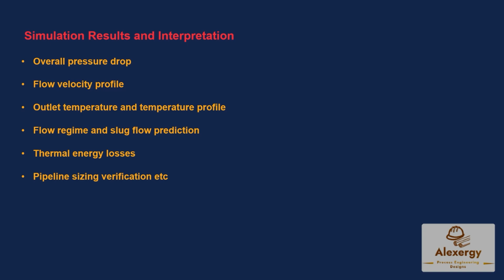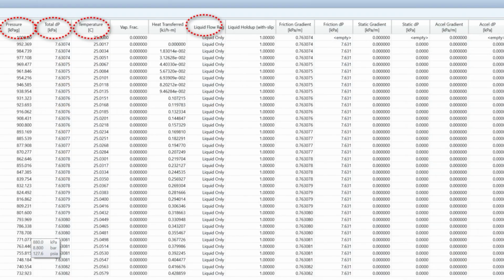We will look at the total pressure drop across the pipe, the velocity profile to make sure that it is still within the design limits, the outlet temperature and how it changes along the pipe, the type of flow in the pipe and whether there's a risk of slug flow, and energy losses in the system. And finally, we'll check if the selected 50 nominal bore pipe is suitable for the design. This will give us a clear picture of how the pipeline performs under these conditions.